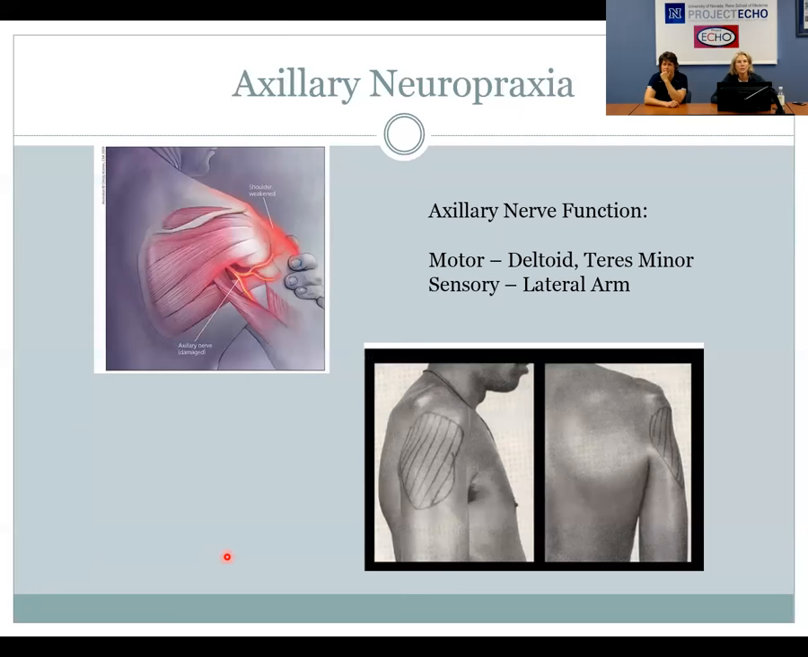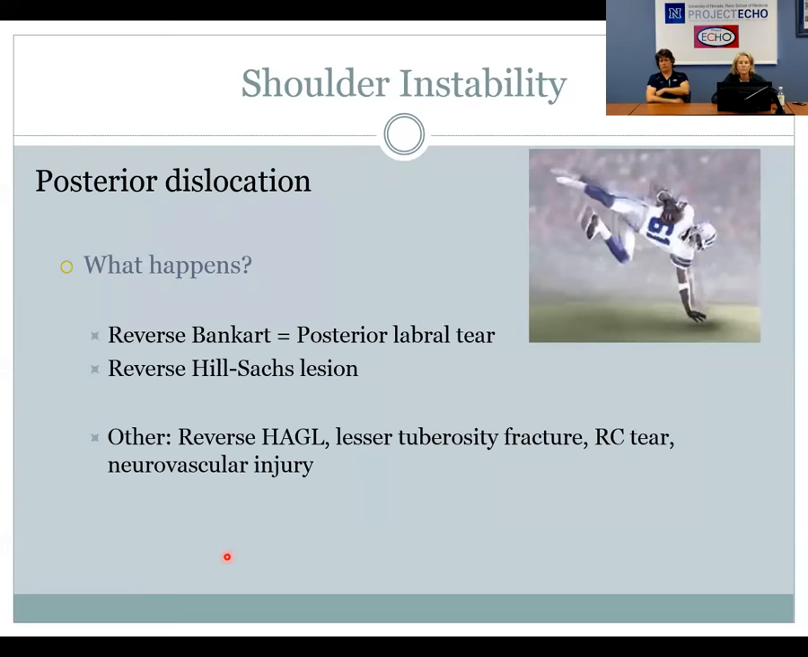So that's usually a quick test. I compare one side to the other and see if they've got intact sensation in the axillary nerve. And that's important to returning these athletes to the field. You do not want to return them to the field, even if they've regained range of motion, if they've got some persistence of an axillary neuropathy, because the deltoid is protective and is an important muscle in the shoulder for really any athlete.